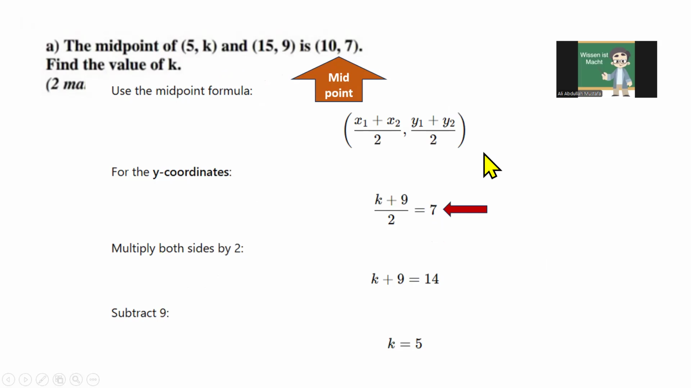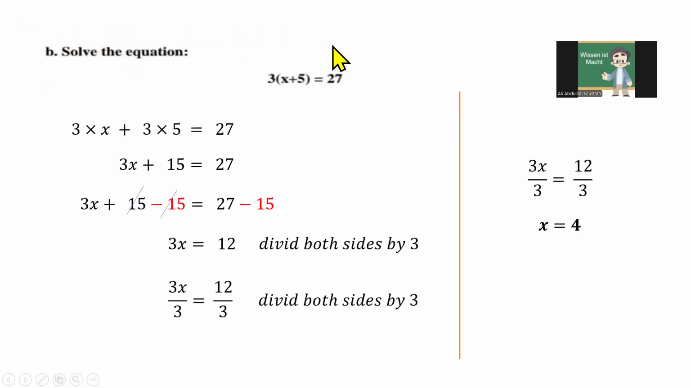Please, first thing, you have to write this formula, and then you go and see where is the variable we are looking for, which is here k, which represents the y coordinate. That's why I am dealing only with k and 9 and 7. So it is k plus 9 over 2 equals 7. Why 7? 7 represents for me the midpoint y, so this is the midpoint, which is x and y, okay?